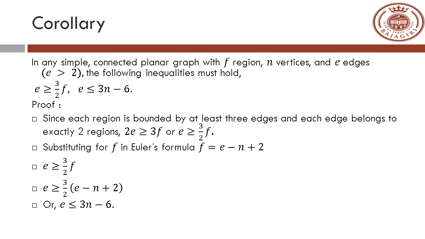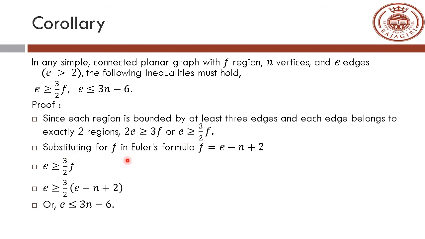A corollary related to Euler's theorem. In any simple connected planar graph with f regions, n vertices and e edges, where e is greater than 2, the following inequalities must hold: e is greater than or equal to 3/2 f, and e is less than or equal to 3n - 6. The proof of the theorem. Since each region is bounded by at least 3 edges and each edge belongs to exactly 2 regions, we get 2e is greater than or equal to 3f, or e is greater than or equal to 3/2 f.